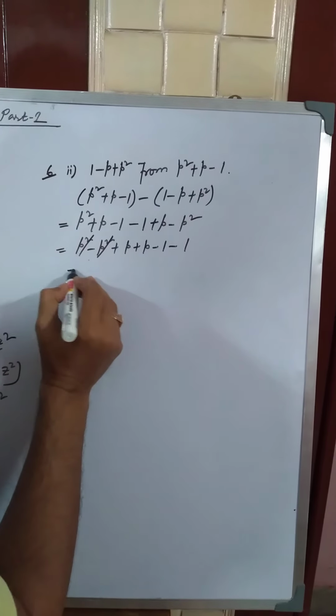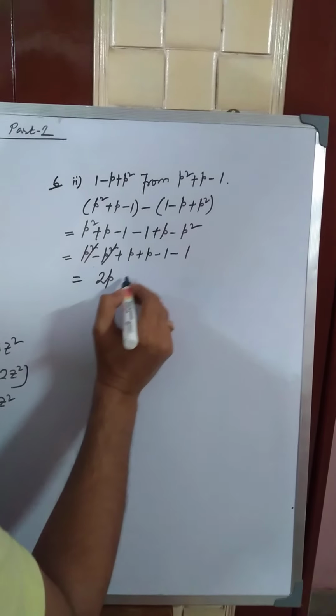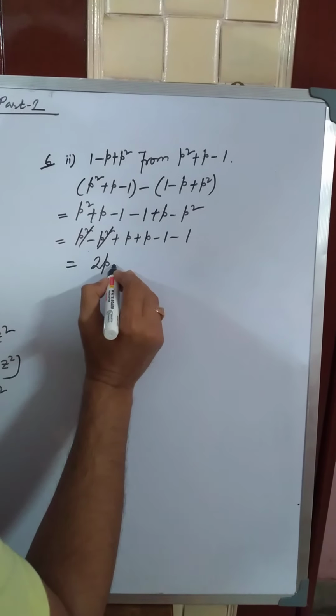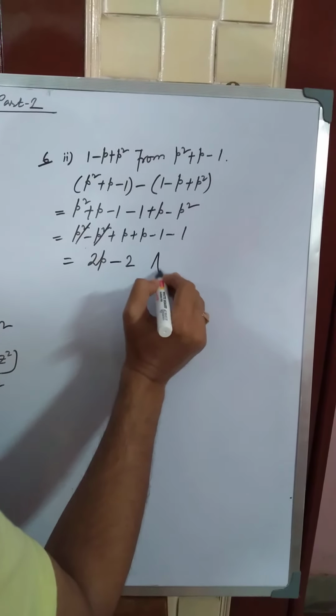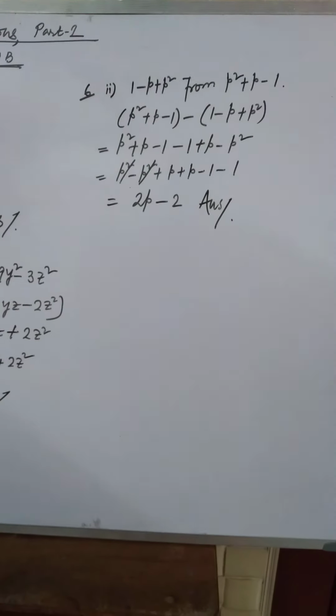Plus p square minus p square cancelled out. p plus p, 2p, minus 1 minus 1, 1 plus 1, 2. So that should be minus 2. 2p minus 2. Here is the answer of this question.